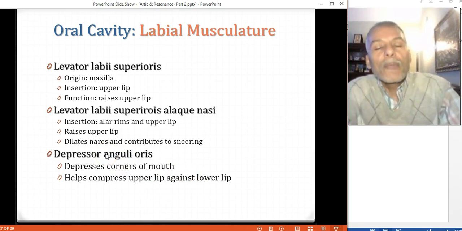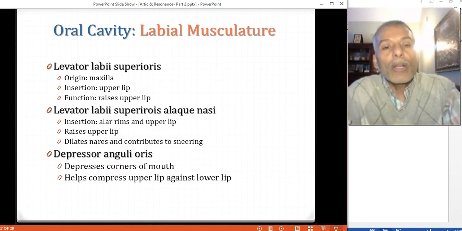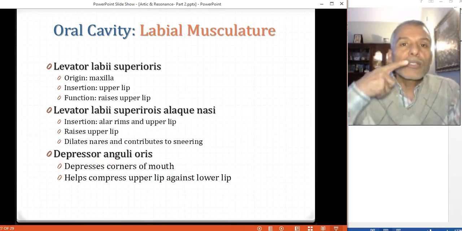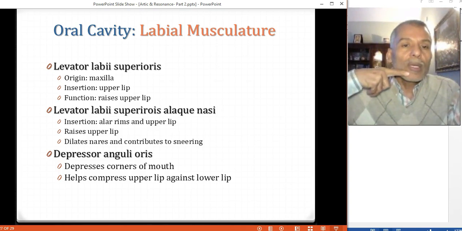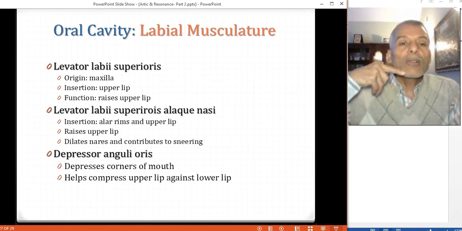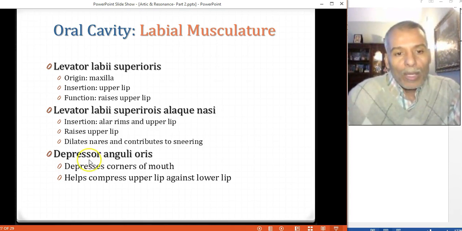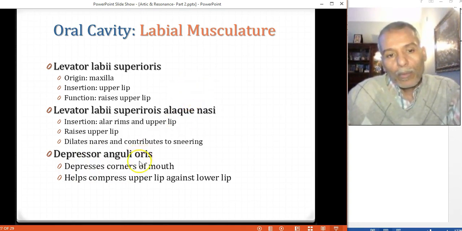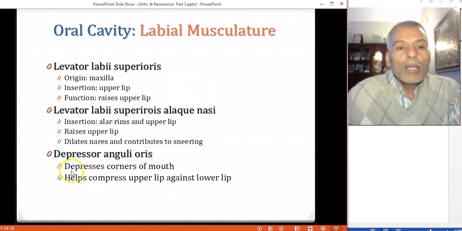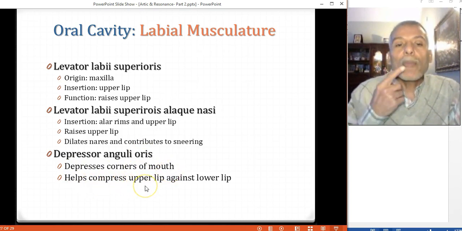From the name, depressor anguli oris, you understand depressor is to bring down or to lower. Anguli means angle. Oris means circular, so it has to do with the orbicularis oris. So it depresses the corners of the mouth, and it helps compress the upper lip against the lower lip.